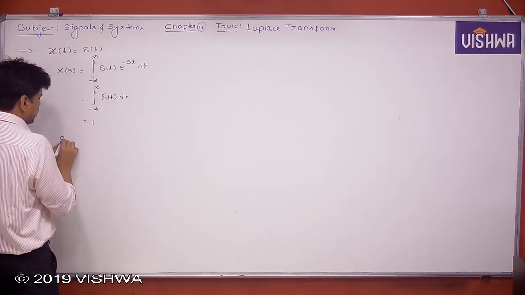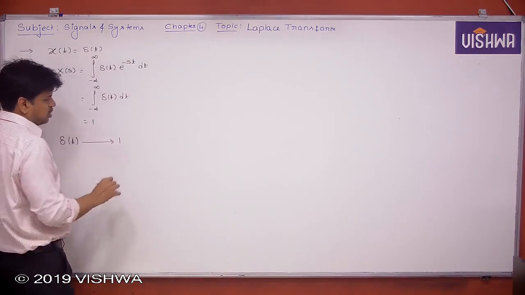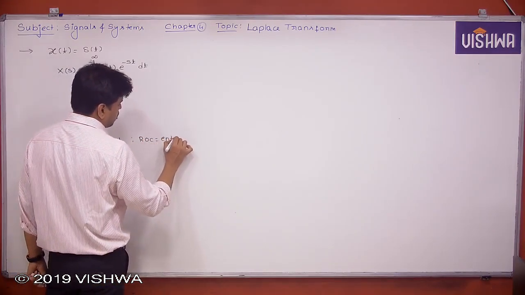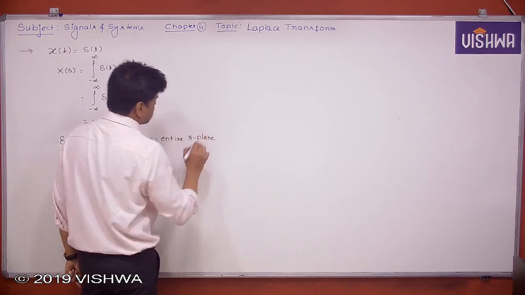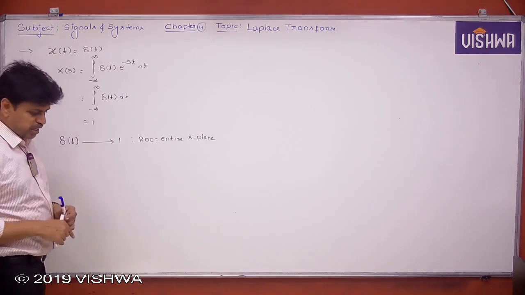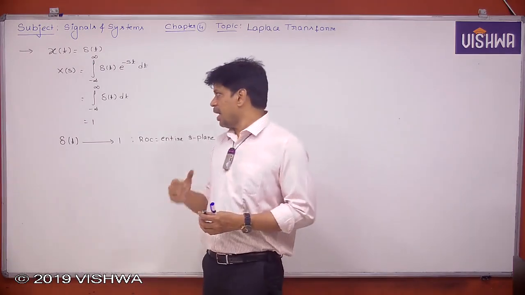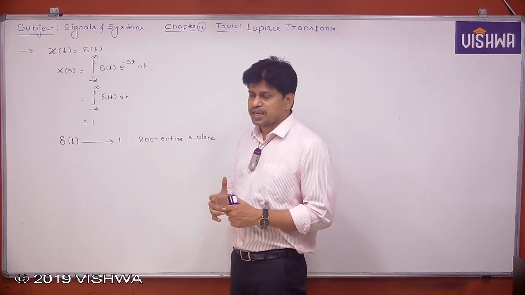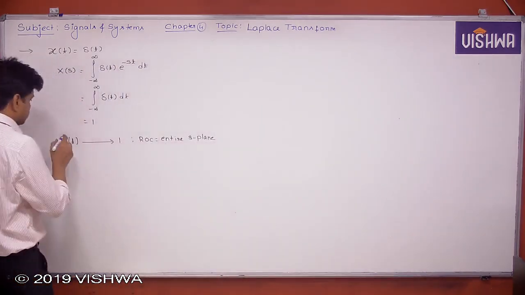So for delta t, the Laplace transform is 1. If I ask what the ROC is for this signal, it is nothing but the entire S-plane. You may get a doubt: why the entire S-plane? Why can't it be something else? Because delta t exists only at 0. That means it is a finite duration signal, not an infinite duration one. And it is absolutely integrable because the area under the curve is equal to 1. So in that case, I can say it has ROC as the entire S-plane. These are the things you have to remember.